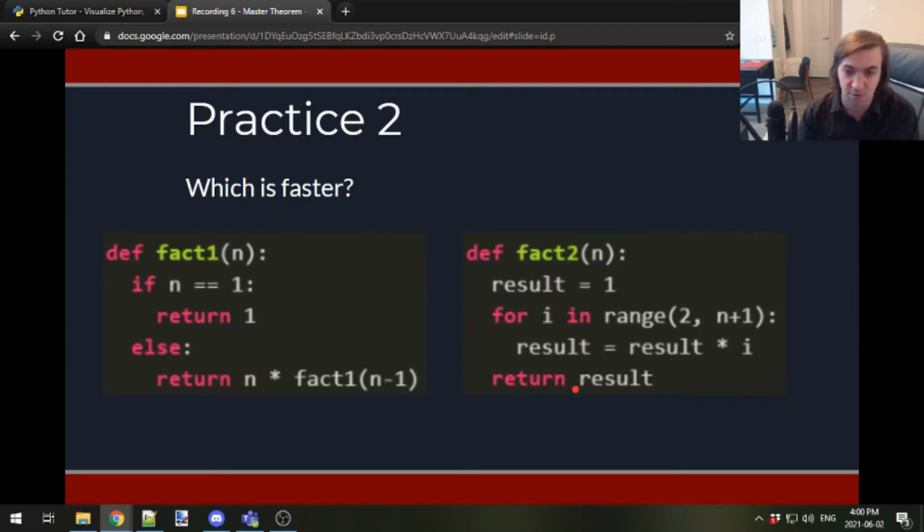All right, another practice question we'll talk about in class. Which of these is faster? Here is code that computes a factorial. Here is code that computes a factorial. Which one's quicker?